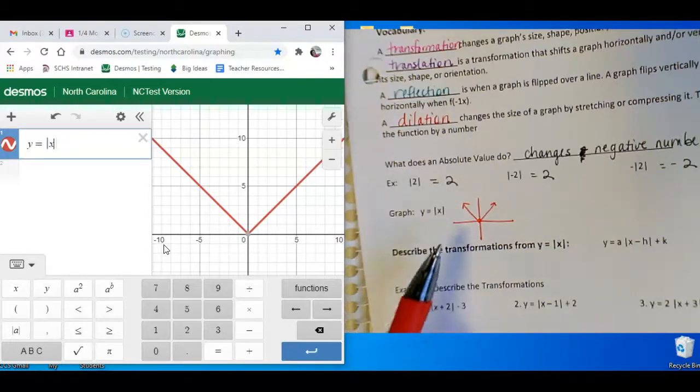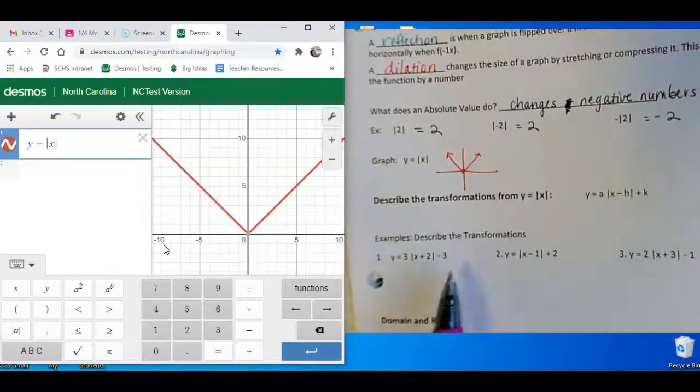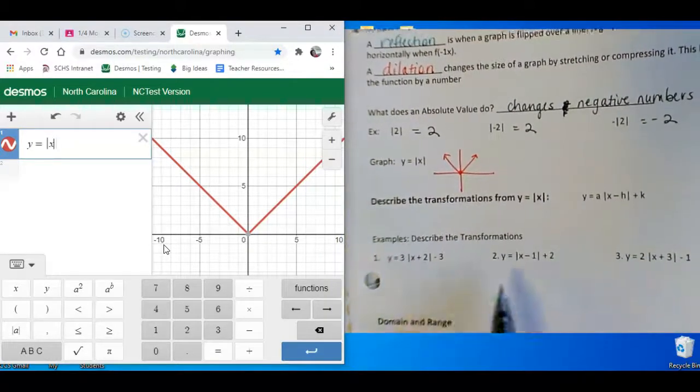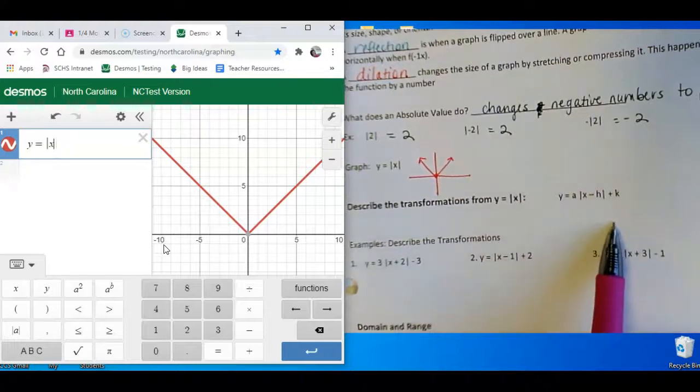Okay? So this is called the parent function, because the parent function is the function that you start with. And you can always graph it. When I say to you, what happened to this graph, you can always graph this original graph and then graph the new one and just compare it. And I'll show you that in just a second. All right. So we're going to be looking at some graphs and talking about their transformations. But before we do that, let's just look at the general form of it.